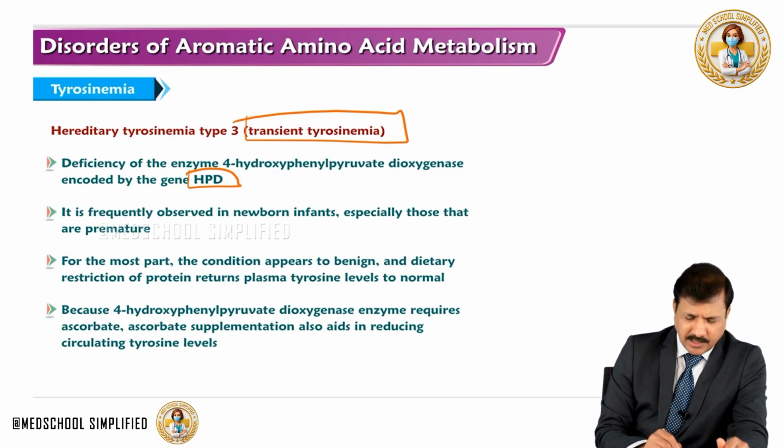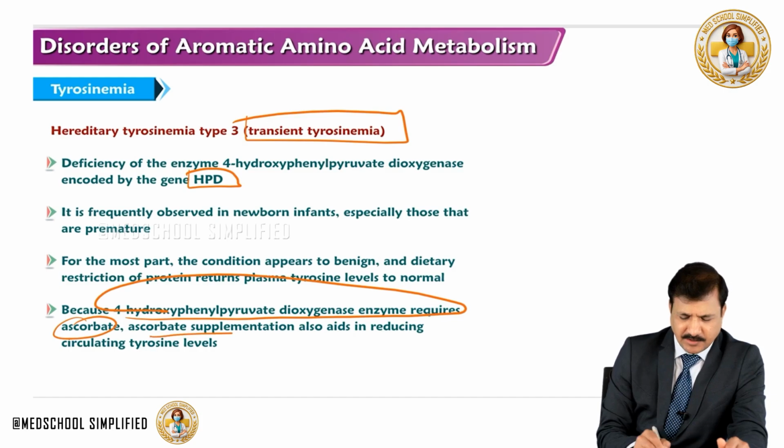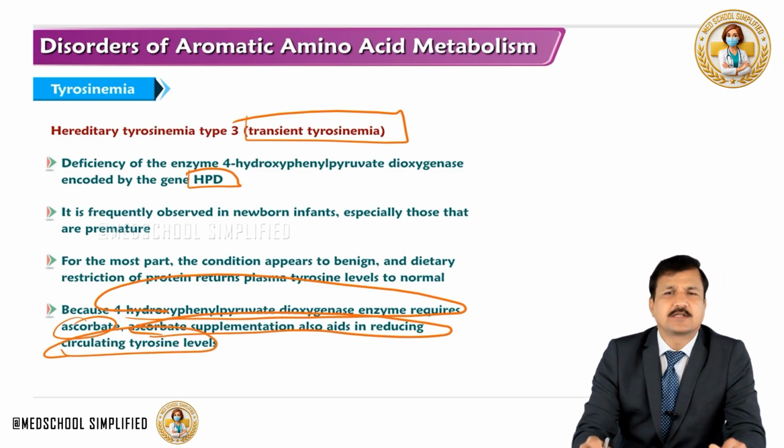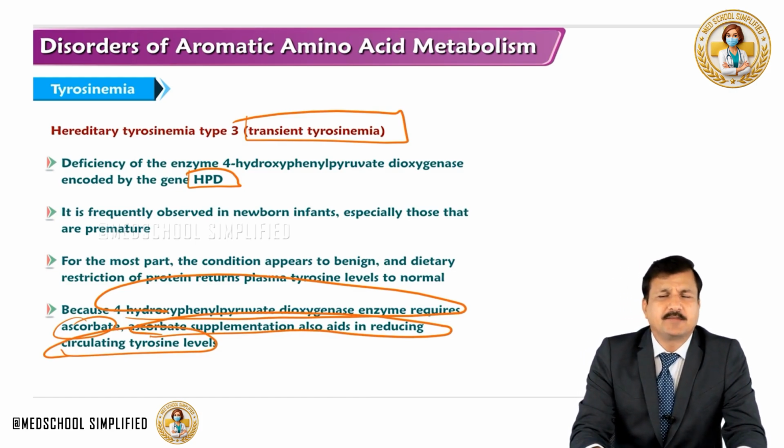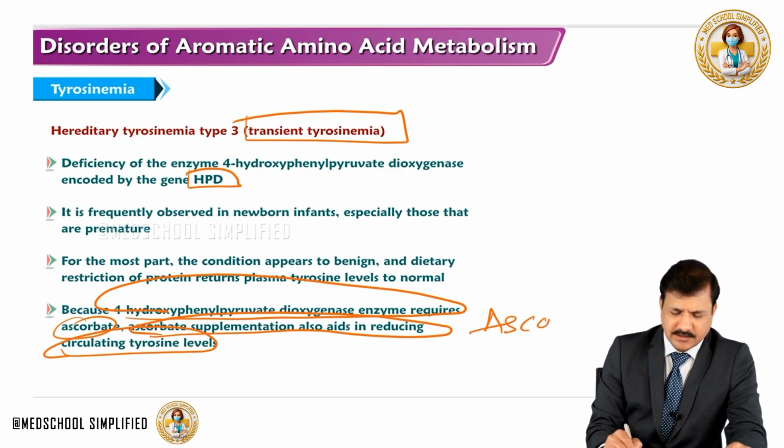Because the 4-hydroxyphenylpyruvate dioxygenase enzyme requires ascorbate, ascorbate supplementation leads to a decrease in the circulating levels of tyrosine. So that is one of the treatment aspects that is tried in hereditary tyrosinemia type 3, and that is ascorbate supplementation.